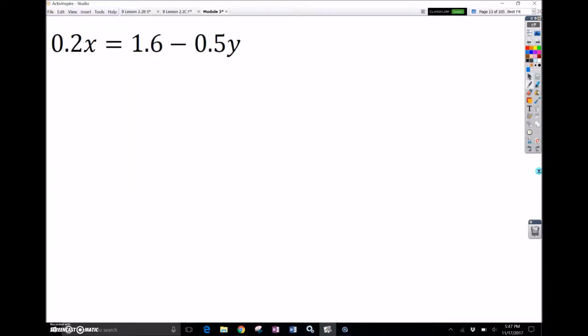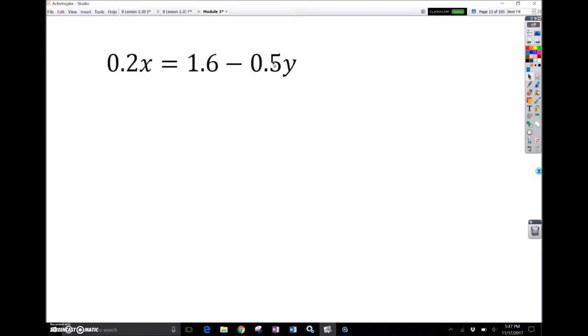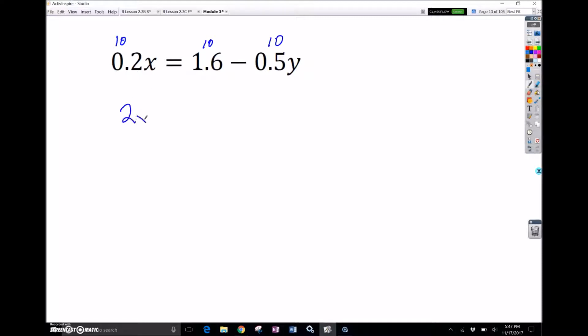So let's go ahead and look at this one. This one has nothing but decimals, so we need to get rid of those. I look at each and every term and say, what do I need to multiply it by to get rid of my decimals? That could be 10, 100, 1,000, and so on, depending on how many decimal places there are. In this instance, I can get rid of all my decimals by multiplying each and every term by 10. This would give me 2x is equal to 16 minus 5y.